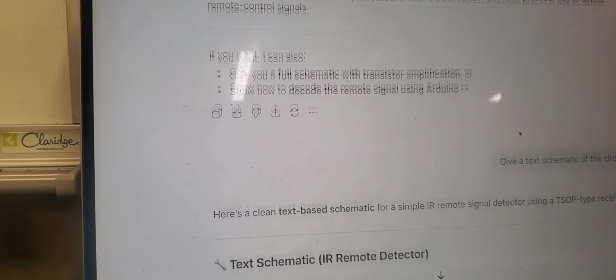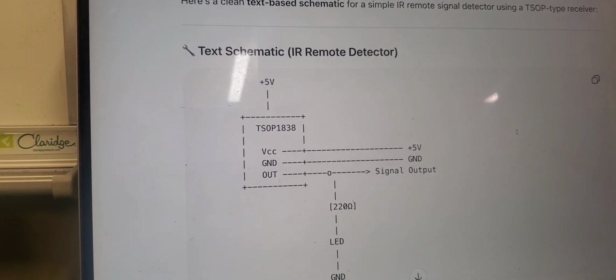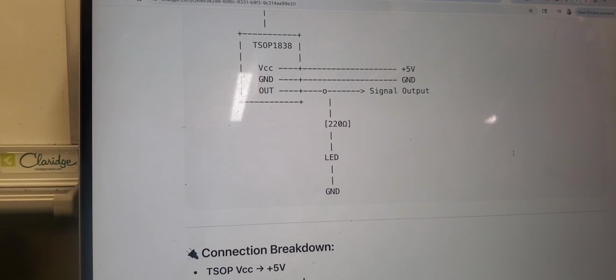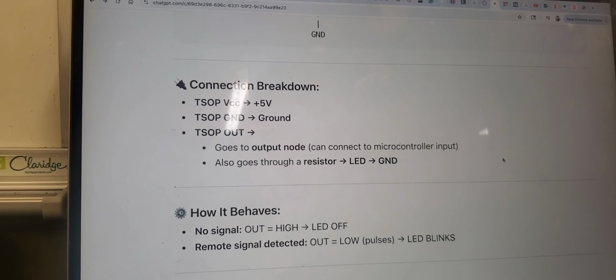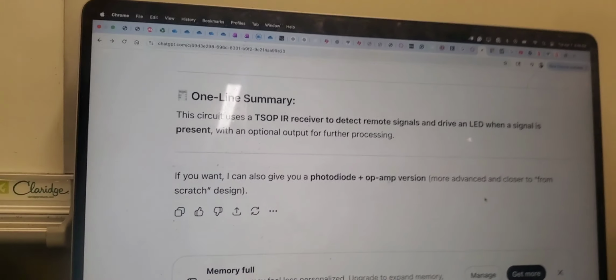gives more information. Then I ask ChatGPT to give a schematic just for a better visualization, right? And here it is, a breakdown and some improvements. And yeah, that's basically it.